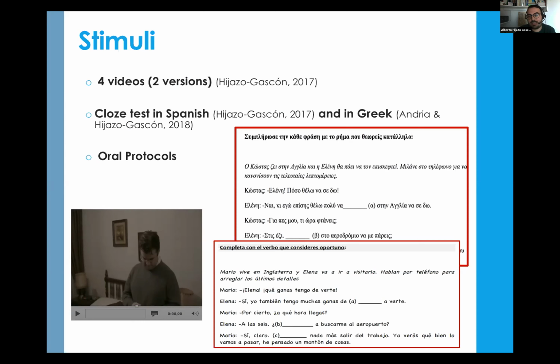Basically that. And in the case of the bilingual participants, they did that twice in a counterbalanced procedure. So they did it in their first language and in their second language, although we will present here only the data for their second language. We also used a closed test in Spanish and the same, the translation in Greek. And we also included oral protocols to know their opinion about why they had chosen those options.